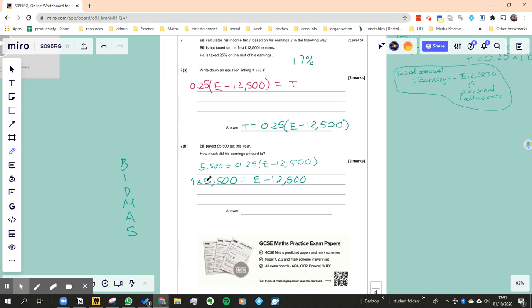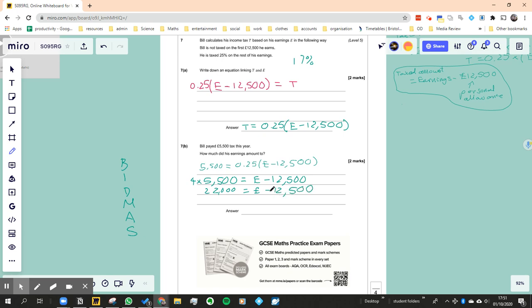So then, let's just actually work that out. 5,500 times 4 would be 22,000, which is equal to the earnings minus 12,500.